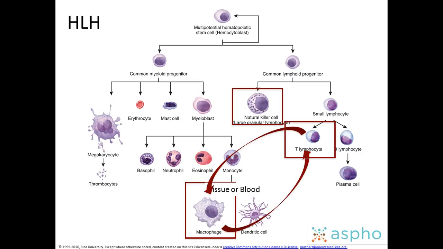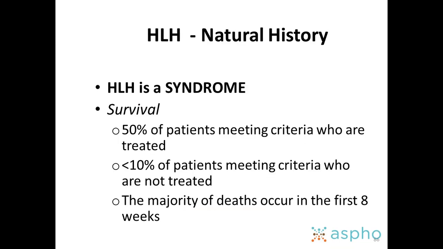All right, and so what happens with HLH? I told you we were going to stay away from the lymphoid side, but really HLH is a disease of T-cell dysfunction, but it sort of makes the macrophages look really angry, and so that's why the macrophages get blamed with the histiocytic name. The important thing to remember about HLH is that it's a syndrome, so there's lots of different things that lead to HLH.